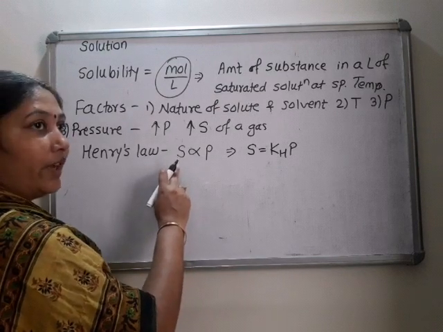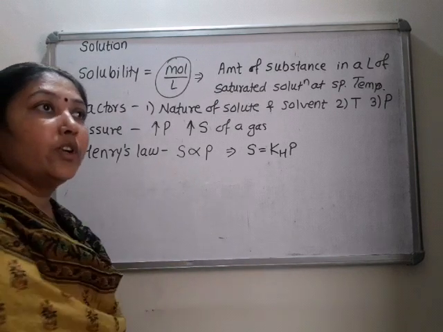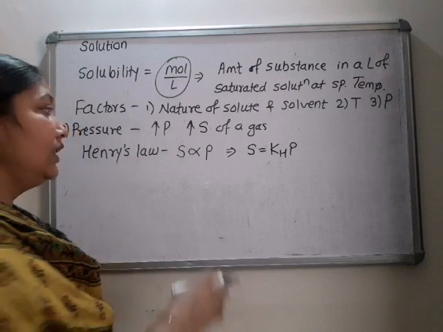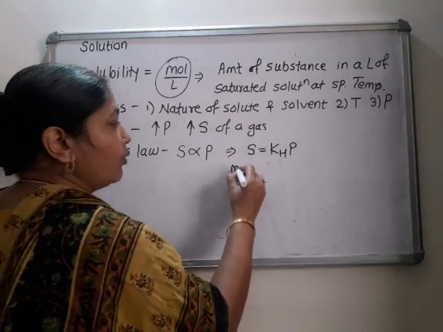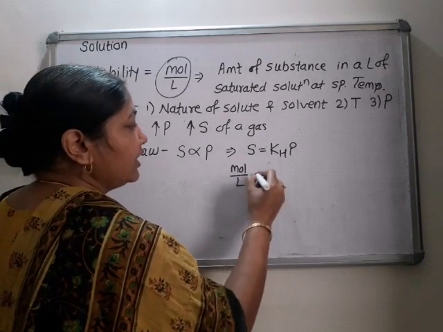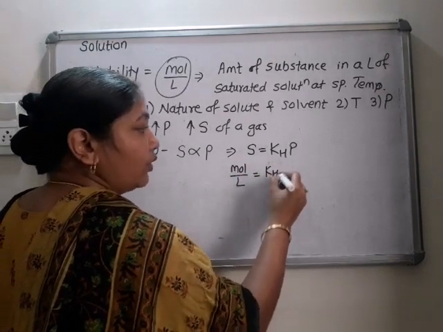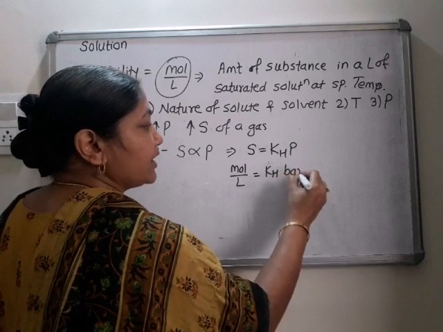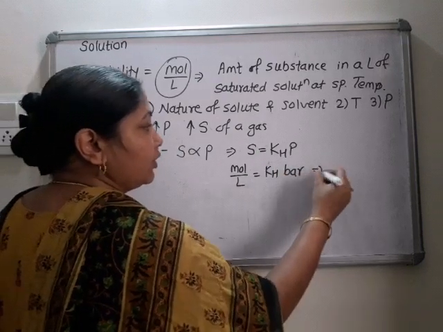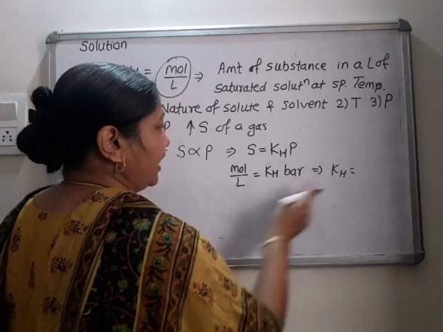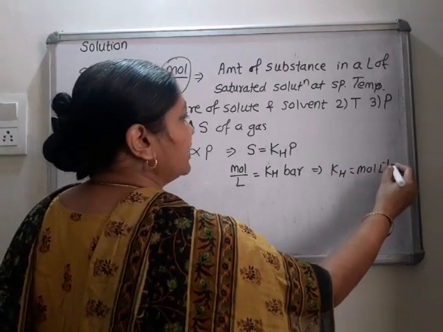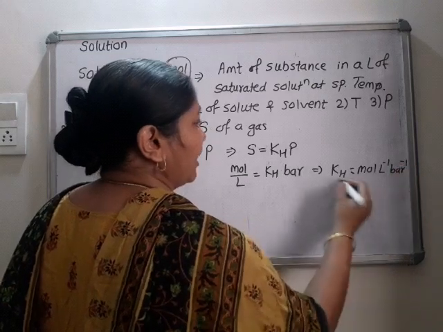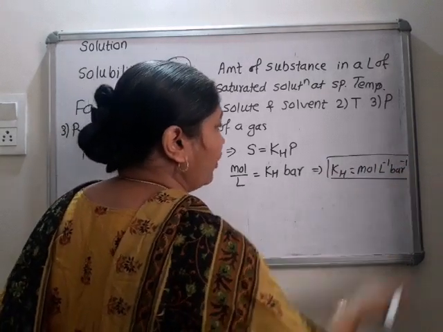What is the unit of S? S is the solubility, so its unit is mole per liter. And pressure is expressed in bar. So what is the unit of KH? KH has the unit mole per liter per bar.